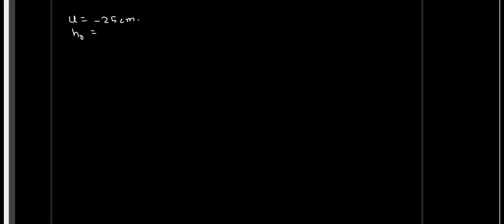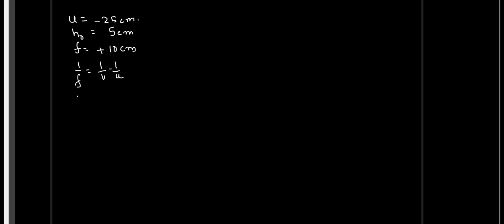Height of the object is given to us. How much is the height of the object? 5 centimeter. Why have we taken negative? Because the object is always on the LHS. Remember, I hope you all know the sign convention by now. What is the focal length? The focal length is plus 10 centimeter, as this is a converging lens. Now, according to the formula, 1 by f is equal to 1 by v minus 1 by u.